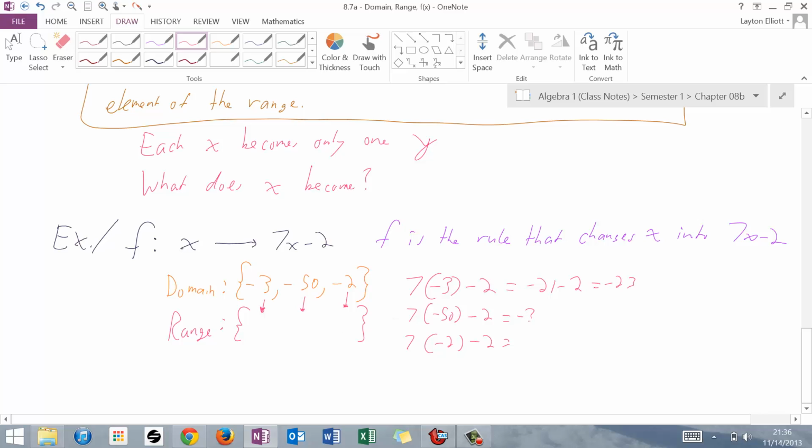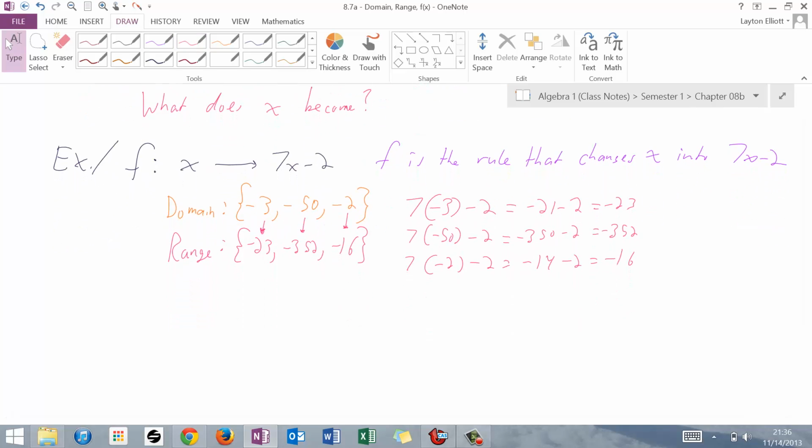This would be negative 350 minus 2, or negative 352. And this would be negative 14 minus 2, or negative 16. So I'm just going to list those over here. I'm going to put them right below their respective x values, even though I don't have to for range. I'm just choosing to. And that answers it.